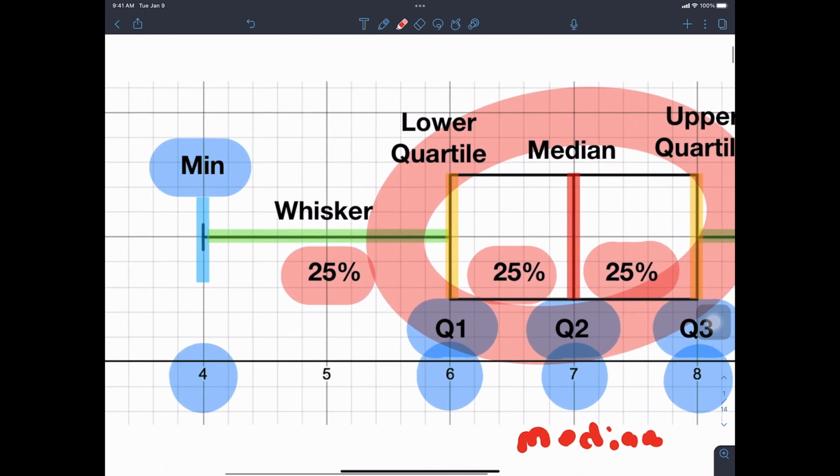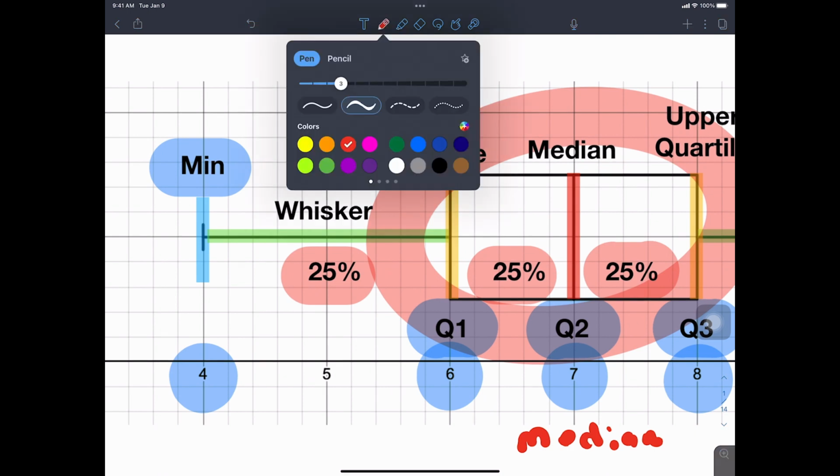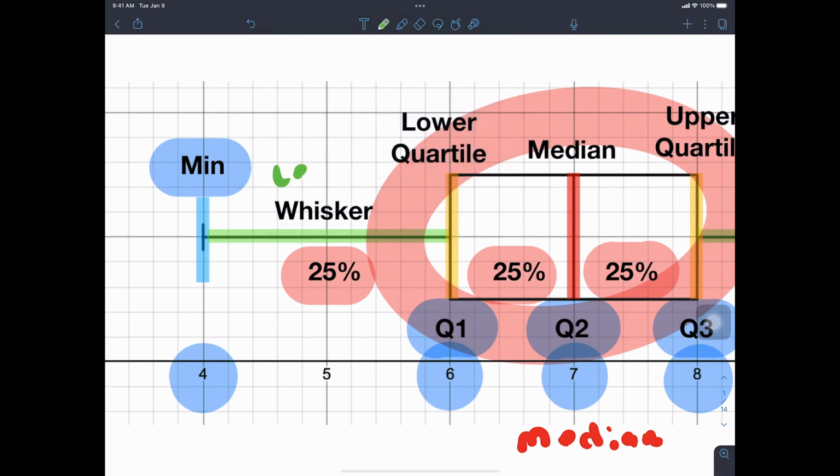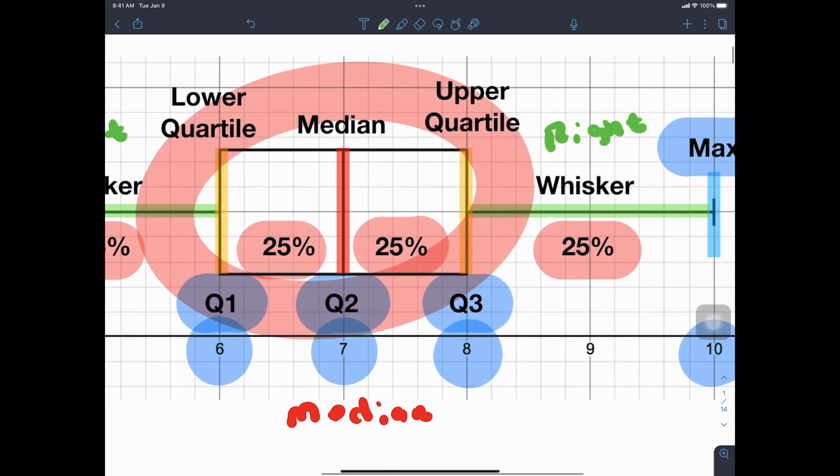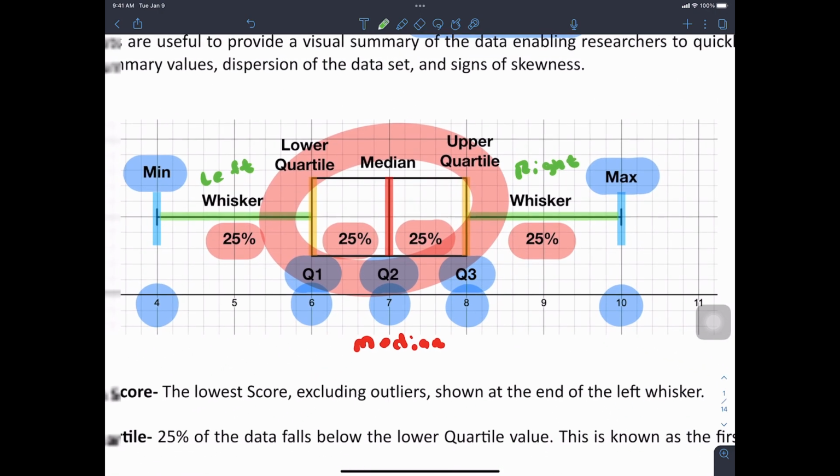You have a left whisker. This is where the left whisker is. Okay, that green line is called a whisker. You have a right whisker. That green line is called a right whisker. Okay? And again, you have the box in the middle, and ladies and gentlemen, this is called a box plot.